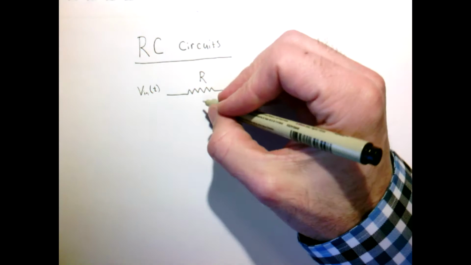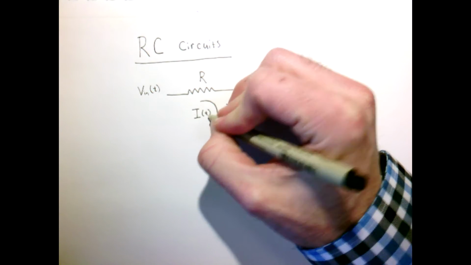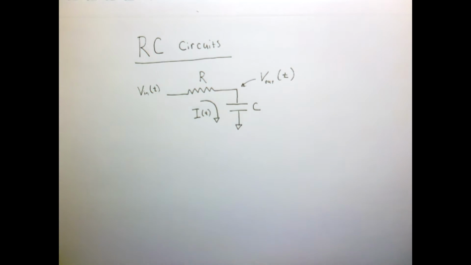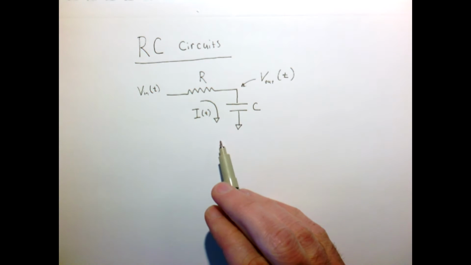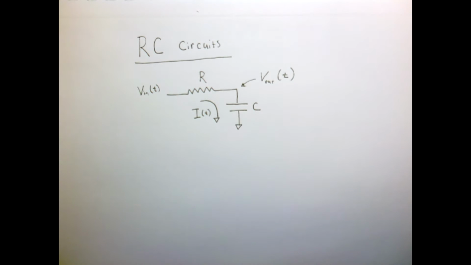And now in general, I have a current flowing through these two components, I, which will also be a function of time. And since it's the two parts in series, the current flowing through the resistor and the current flowing through the capacitor must be the same due to Kirchhoff's current law. So there's only one current, we'll call it I of t.